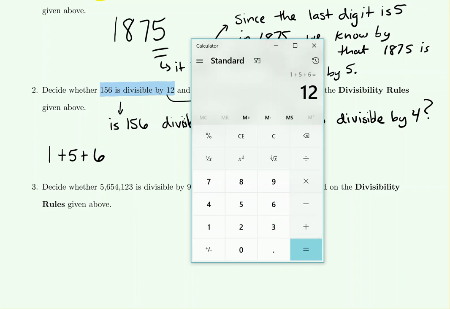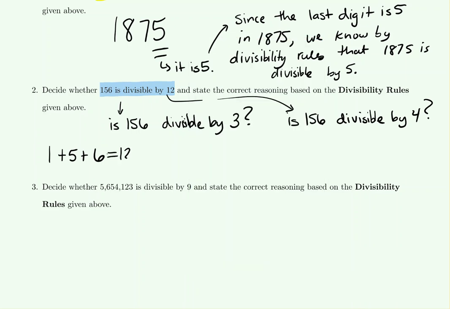And that would be 12. And then normally when you sum up the digits, that's going to make it a smaller number. It's a lot easier to think about if 3 divides 12 than if 3 divides 156. We actually know 3 does divide 12. 3 times 4 is 12. So we would say, is 156 divisible by, sorry, by 3? Yes.